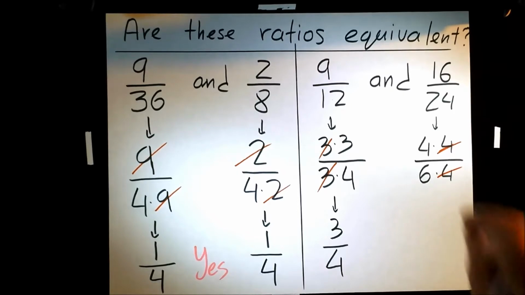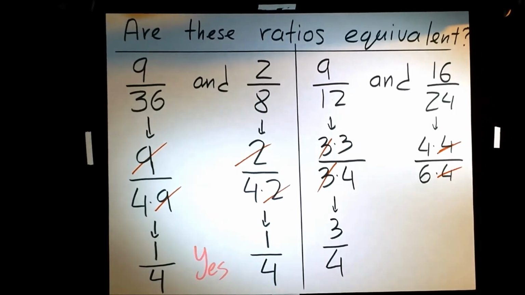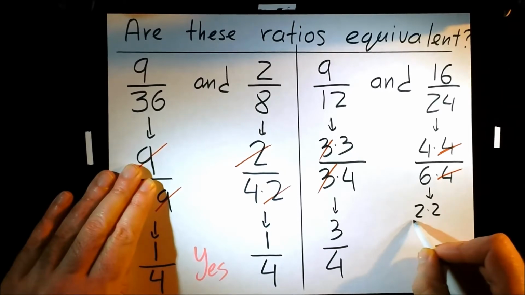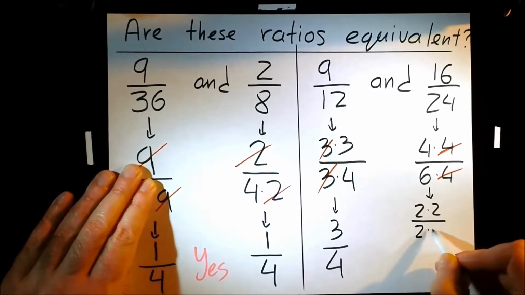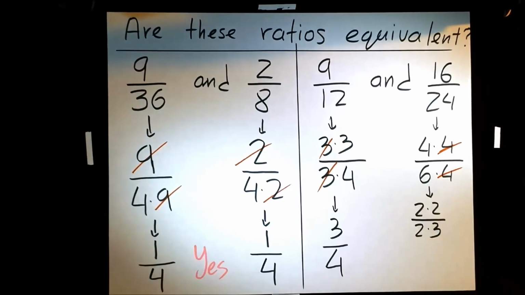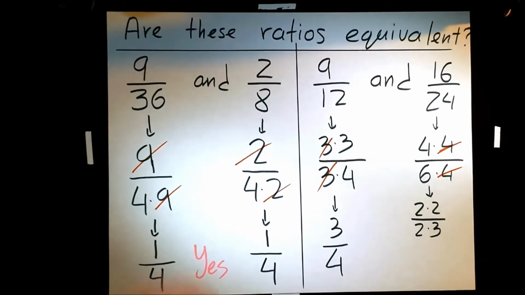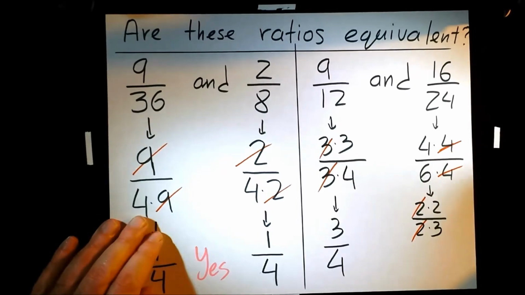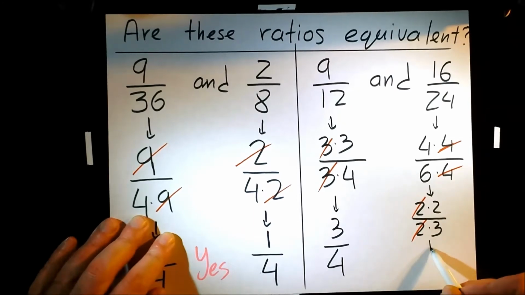All right. That's not simple enough yet. I want to cancel something else. What can I write the 4 and the 6 as to make it a little bit simpler? I can write the 4 as 2 times 2. I can write the 6 as 2 times 3. So I'm going to cancel out the 2's here. And yes, you could have done this in a single step if you really wanted to. So what am I left with? This right here, 2 over 3.